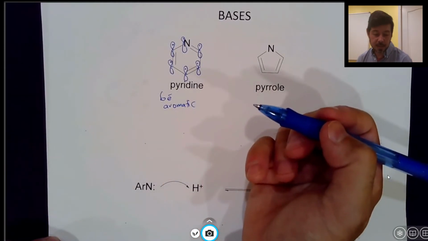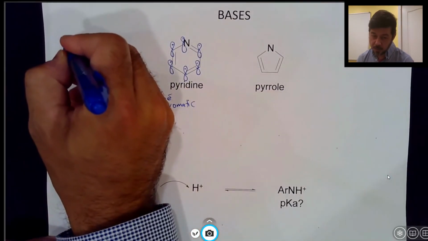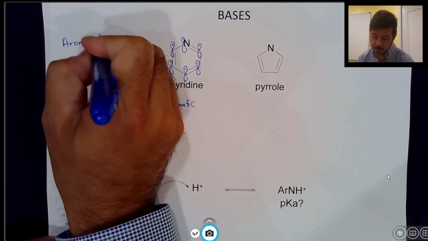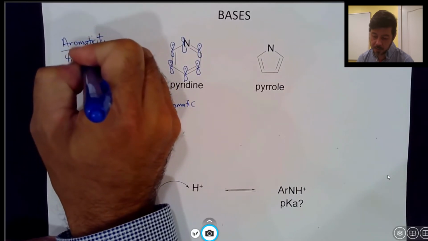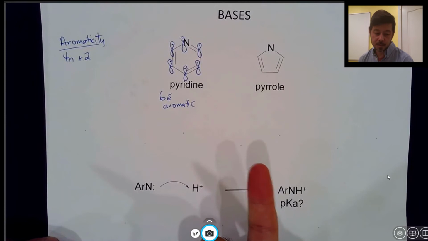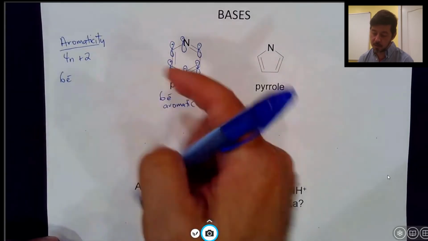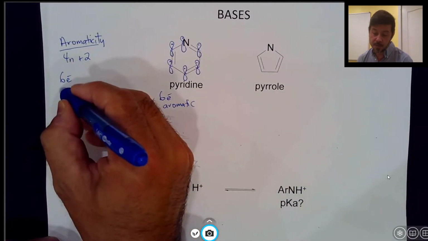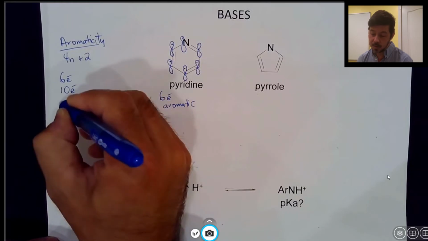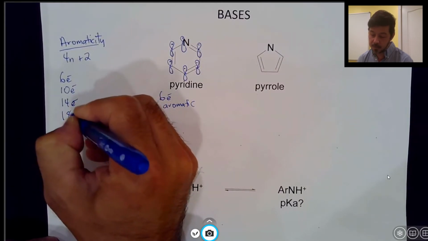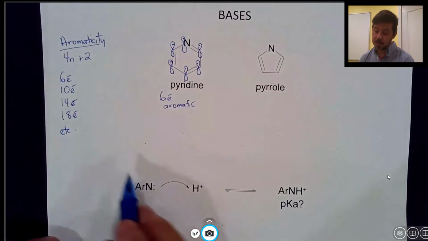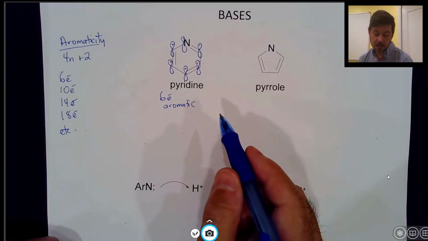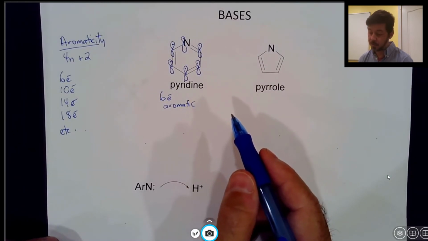The definition of aromaticity, if you recall from Organic 1, follows the 4n plus 2 rule. So if n is equal to 1, systems with 6 electrons that are in a continuous circuit like this mean it's aromatic. If n is equal to 2, then 10 electrons, 14 electrons, 18 electrons, etc. So this pattern of number of electrons in a continuous shared circuit makes these very stable.